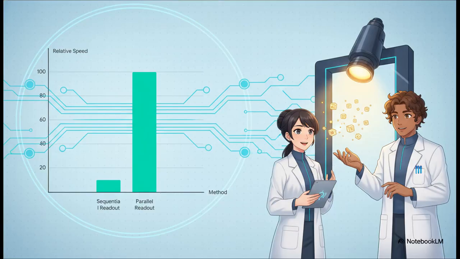And the jump in performance is just staggering. The old way of reading qubits, one by one, was painfully slow. This new parallel method is orders of magnitude faster. What that really means is we can finally run deeper, more complex quantum algorithms, the very kind that were impossible before because we were just waiting around forever to get the answers.